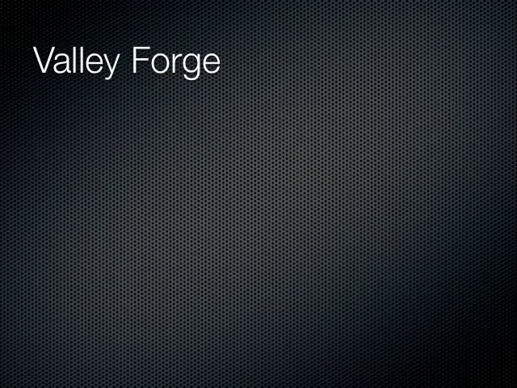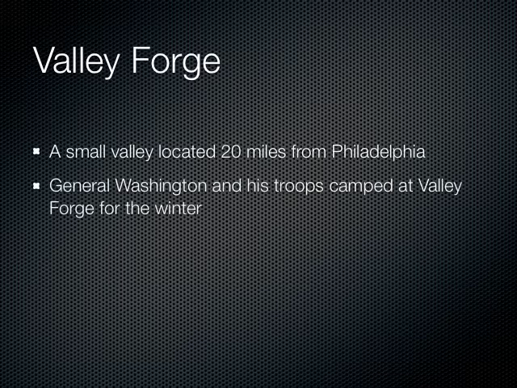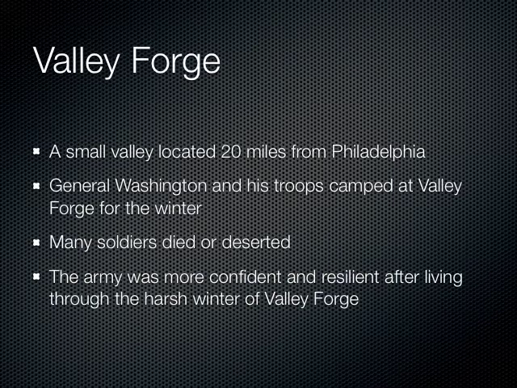Valley Forge, one of the most famous parts of the American Revolution. It is a small valley located 20 miles from Philadelphia. General Washington and his troops camped at Valley Forge for the winter. Many soldiers died there or deserted from the army. And the army was more confident, though, and resilient after living through the harsh winter of Valley Forge.